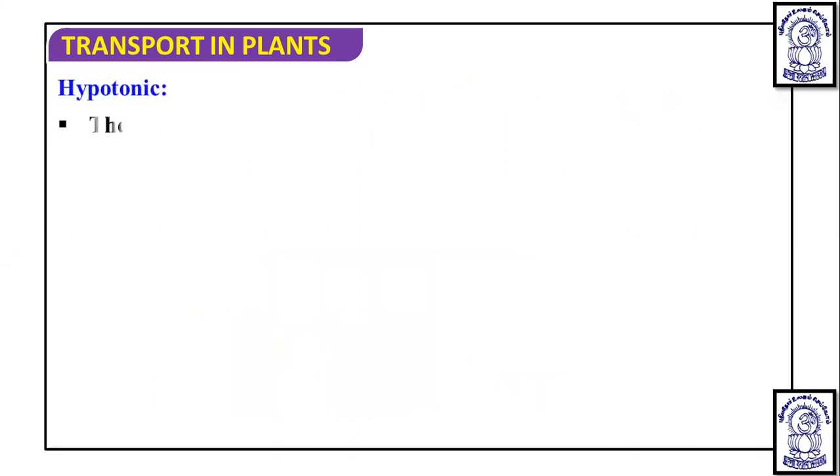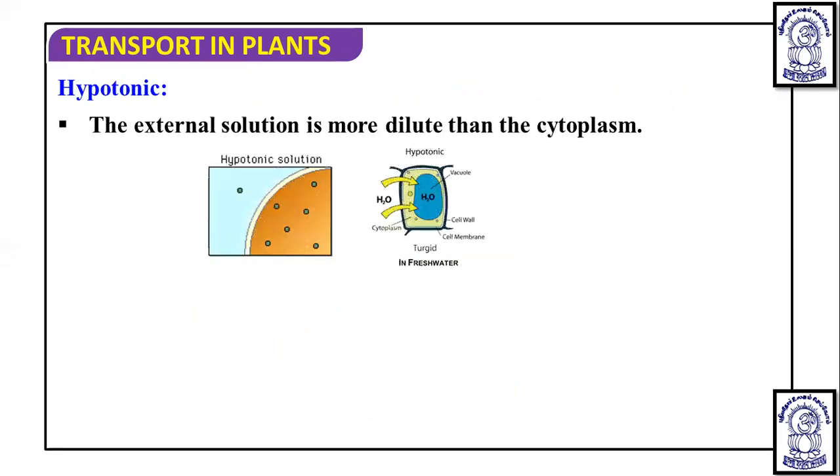Now another one is the hypo. Hypo means low. Low concentration is there in the solution. The external solution is more dilute, or it has a lower concentration than the cytoplasm. Then we call it the hypotonic solution.